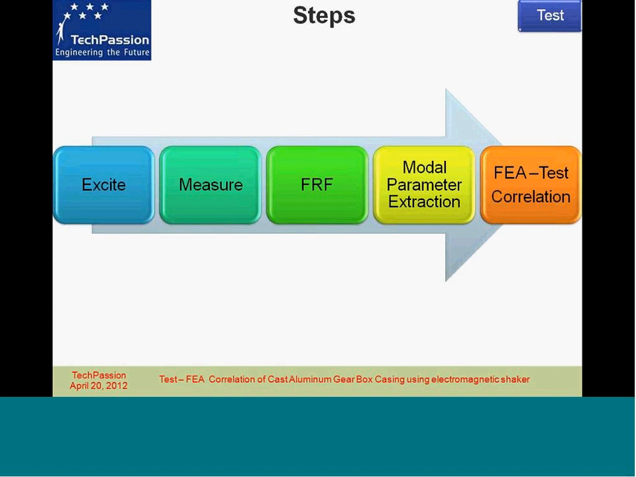Moving on to the experimental modal analysis, first we start with the excitation of the component and measure the response. Using the data from excitation and measurement, we prepare the frequency response function. Then we use a modal parameter extraction technique to get the mode shape, damping, and natural frequencies. We perform finite element analysis versus test correlation as the last step.